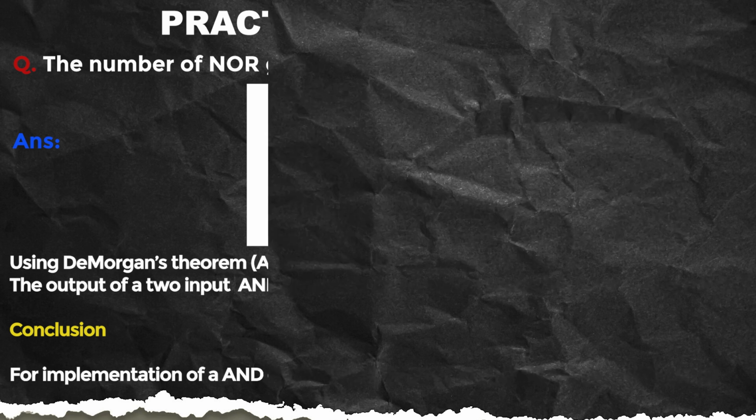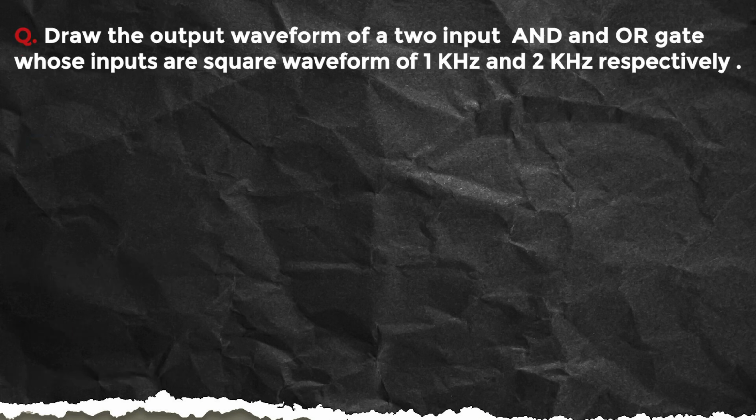Now, you have one more question. Draw the output waveform of a two-input AND and OR gate whose inputs are square waveforms of 1 kilohertz and 2 kilohertz respectively. The question says that there are two input variables. One input variable, A, is a square wave with a frequency of 1 kilohertz. The other input variable, let us call it B, has a frequency of 2 kilohertz. They are fed to two gates, one an AND gate and the other an OR gate. Now we will see the result.